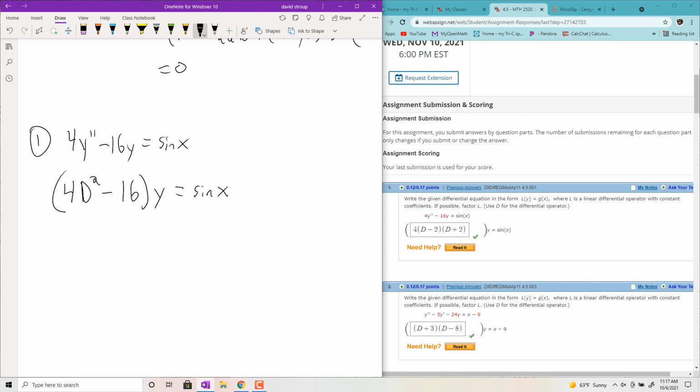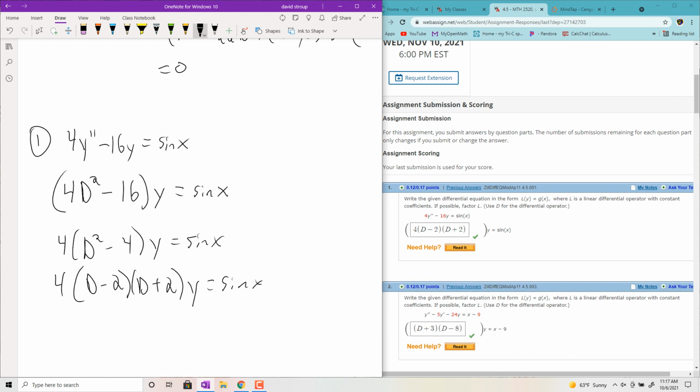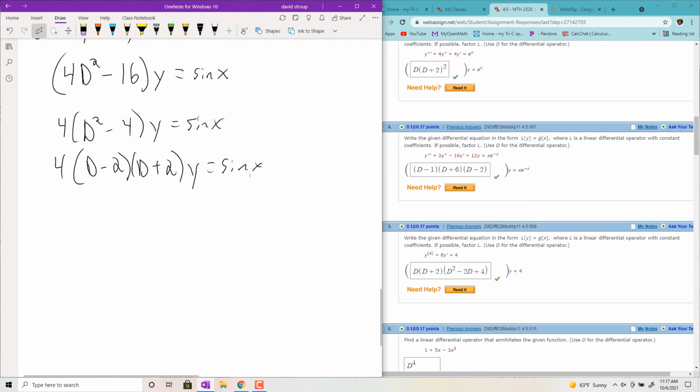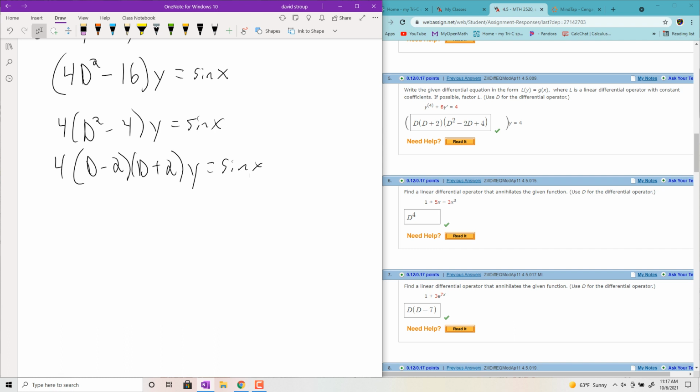You can factor out the 4, so you want to completely factor this. D squared minus 4 of y equals sine x. And then I can factor the D squared minus 4 into D minus 2 and D plus 2. Okay, so hopefully not a big deal. And that's all you're doing in these first couple.